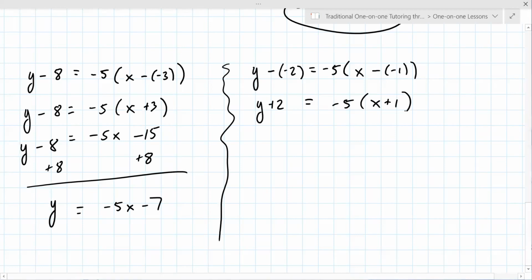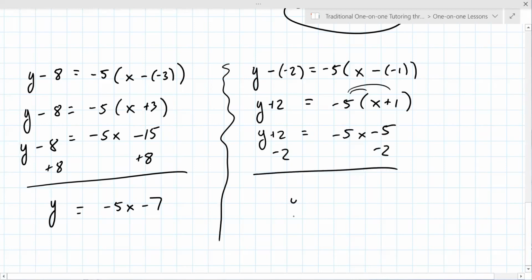Okay, and we're gonna get to that. We're gonna get to that for sure. But I want to show you this as well. It kind of leads nicely to the next. This is minus 5x minus 5. Subtract 2 from both sides. y equals minus 5x minus 7. These are exactly the same.